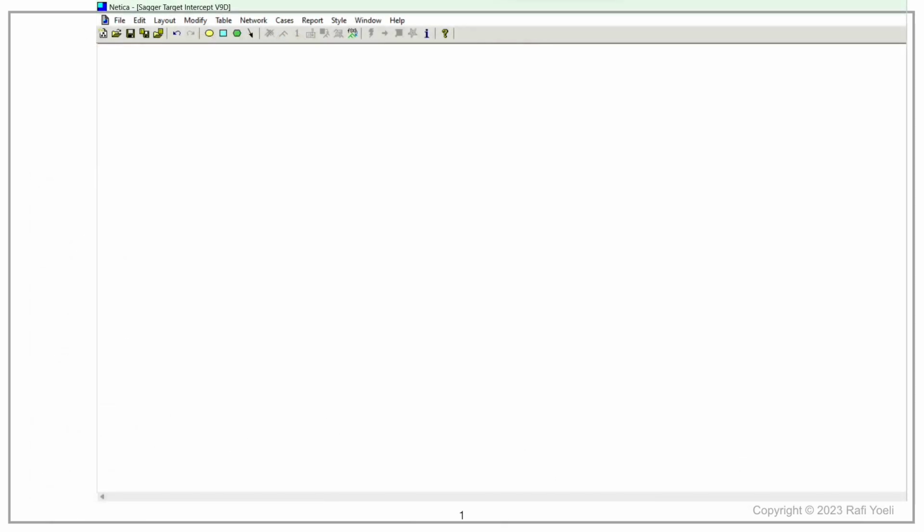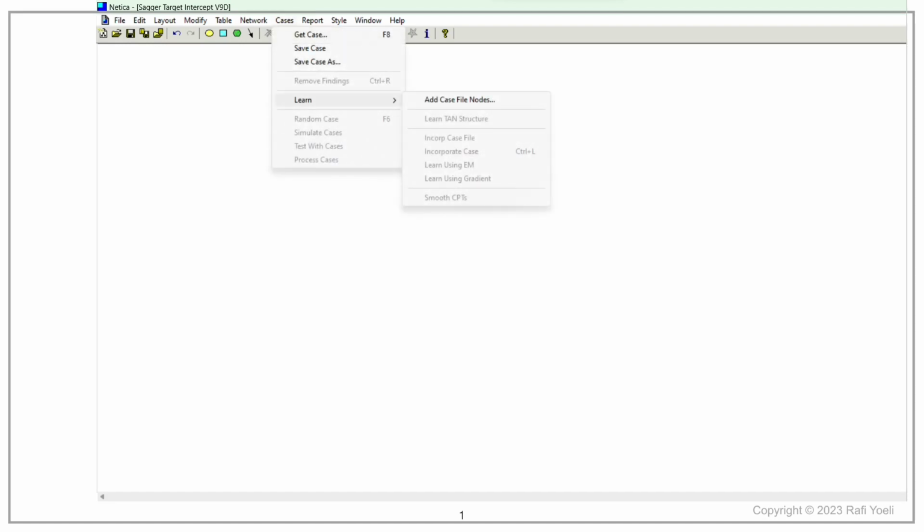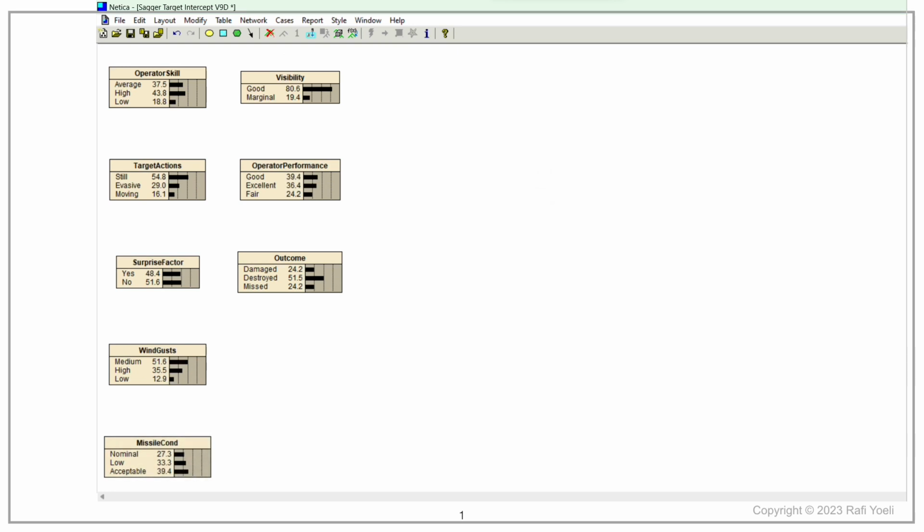This is Netica's main screen. Let us open the Cases tab and choose Learn, followed by Add Case File Nodes. What we get is our 8 nodes, drawn as rectangular blocks, corresponding to the parameter columns in the table we provided. And inside each node we already see the most important thing that the Bayesian belief network learned from the data, which is the percentage confidence of each of the node's states, relative to the other states of that node.